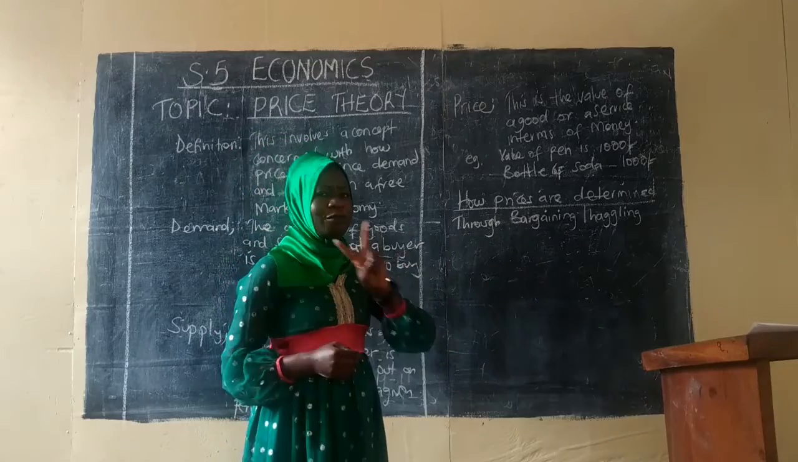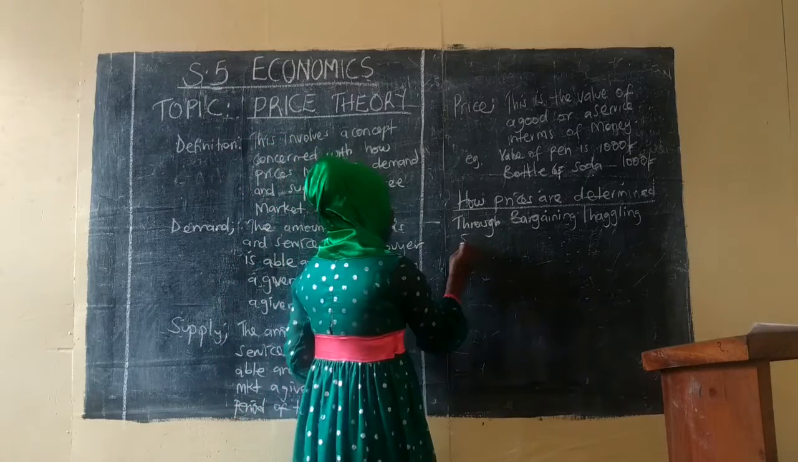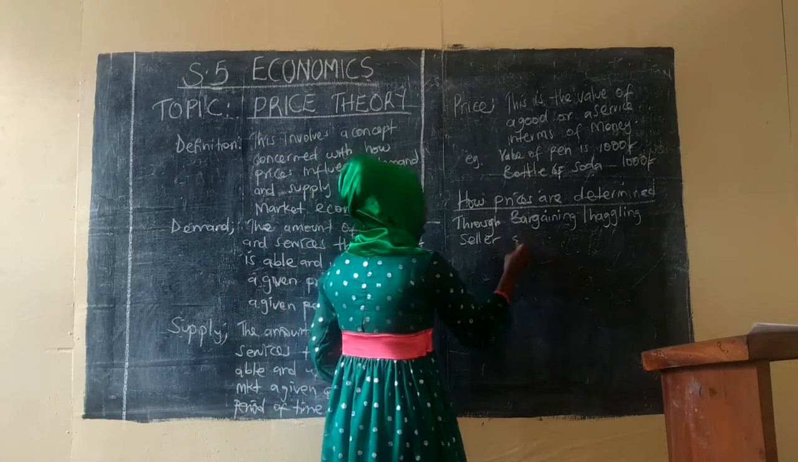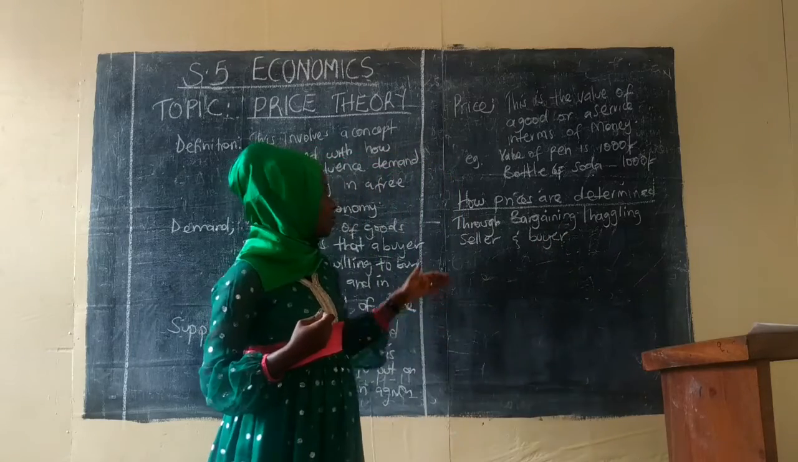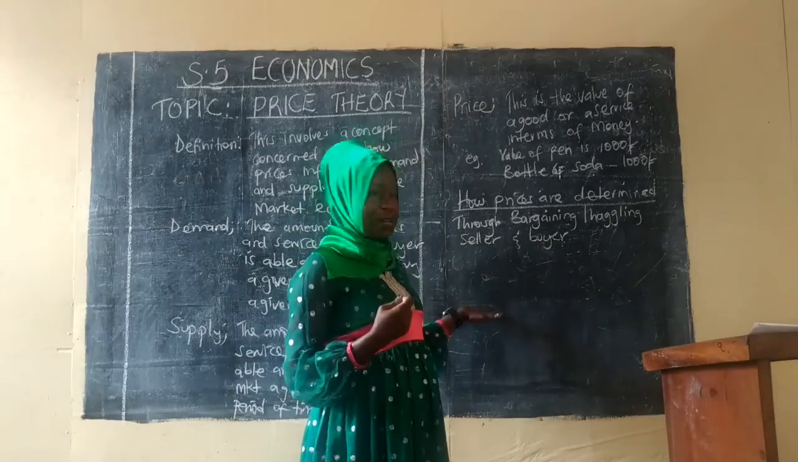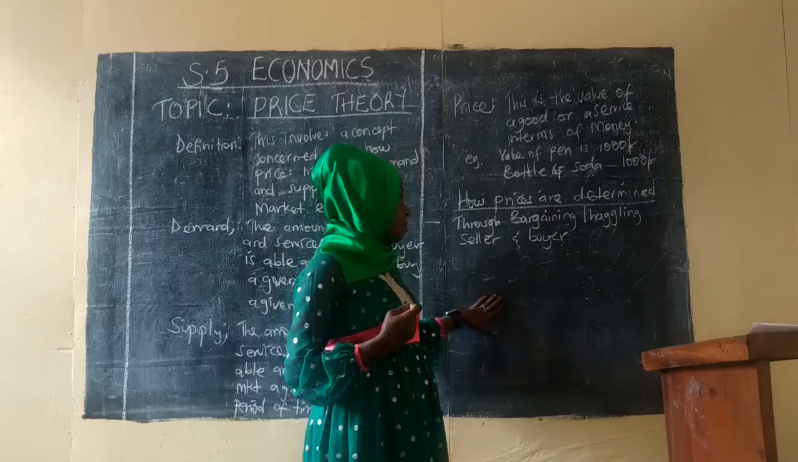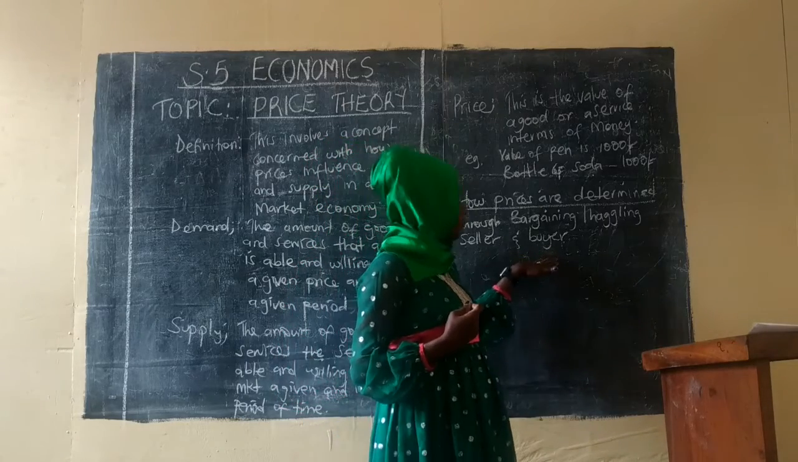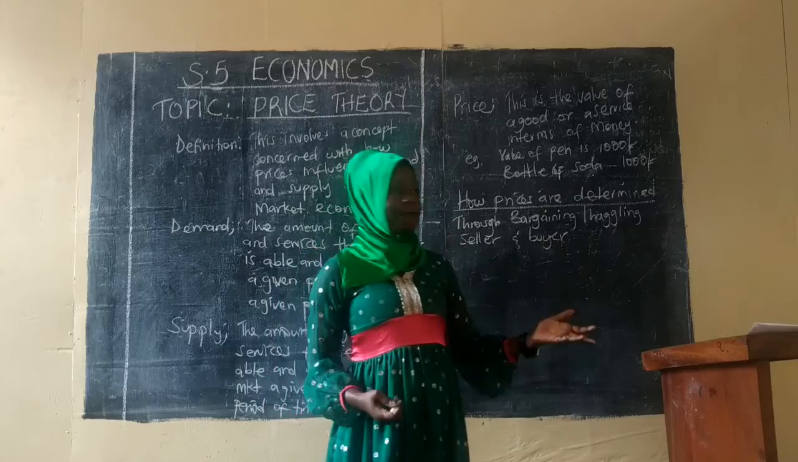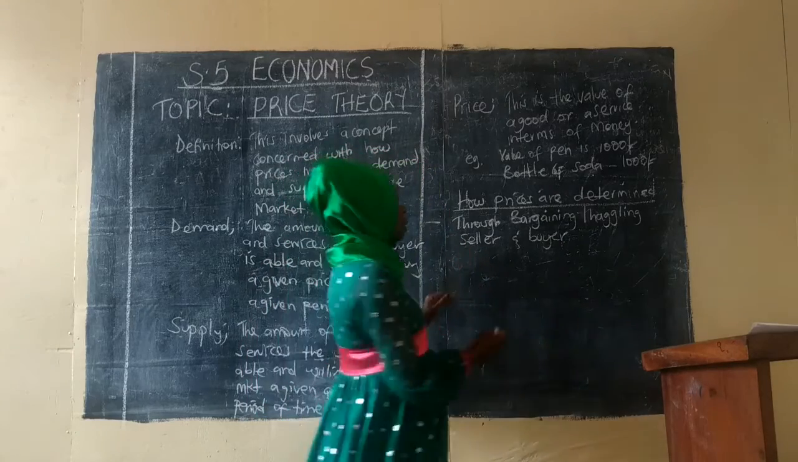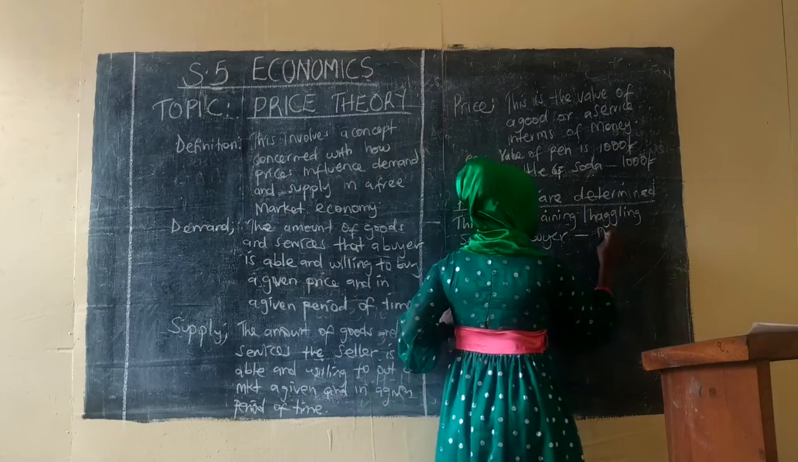So with bargaining, we have two parties. We have the seller and the buyer. Under bargaining, we are looking at the seller setting his or her price. The seller sets a higher price, and of course, the buyer also says how much he can afford. So we are looking at what we call negotiation of the two.